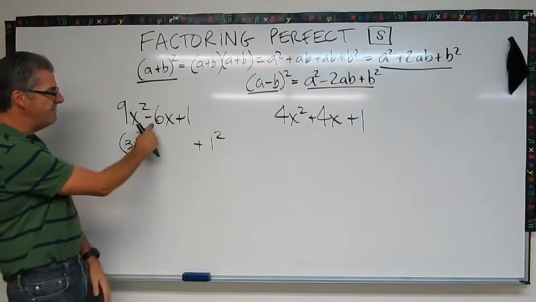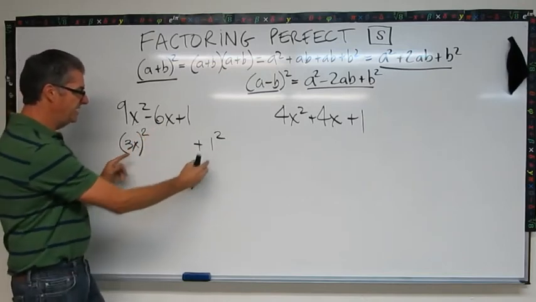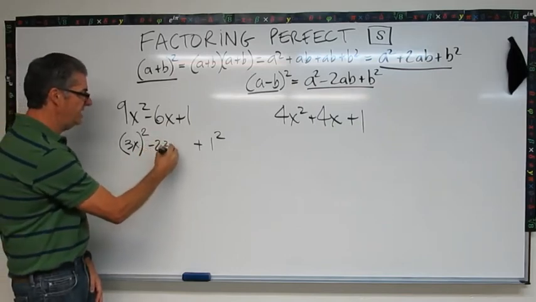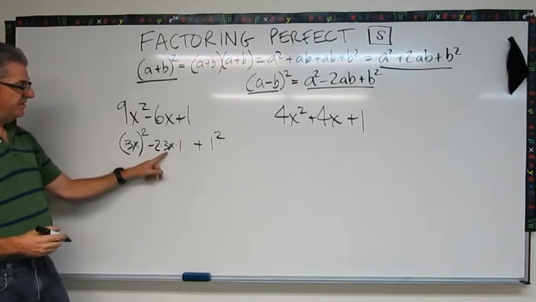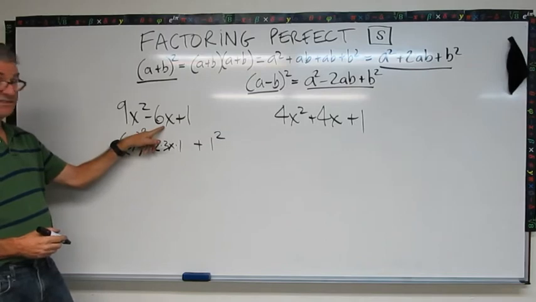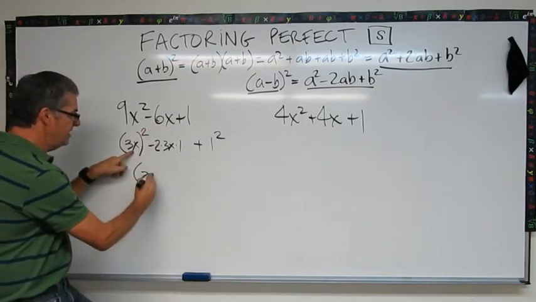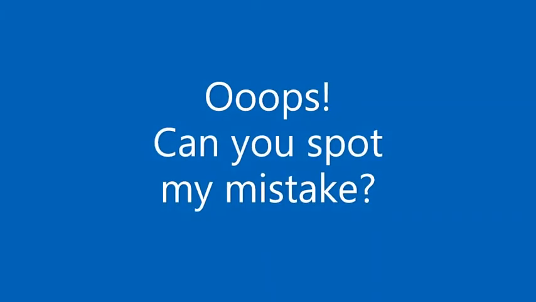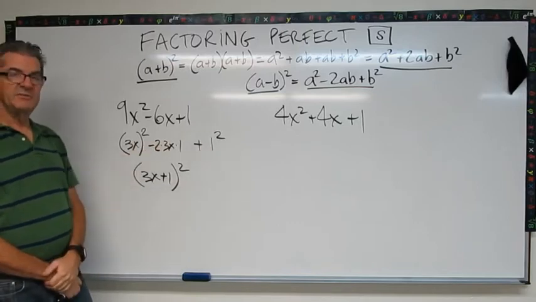So now we need to write minus 6x as minus 2 times a times b. And indeed that's going to work out because it's going to be minus 2 times 3x times 1. 2 times 3 is 6 times 1 is still 6. So indeed this guy is 6x. So that's going to let us write, here's our a, 3x minus 1 squared. Okay, give that one a try. See what you get.